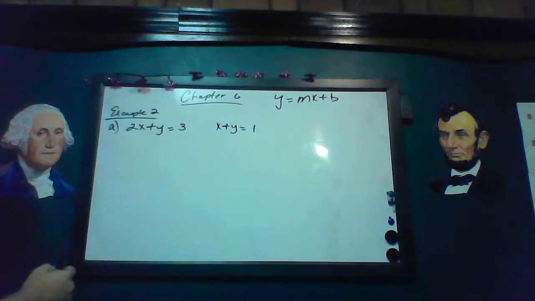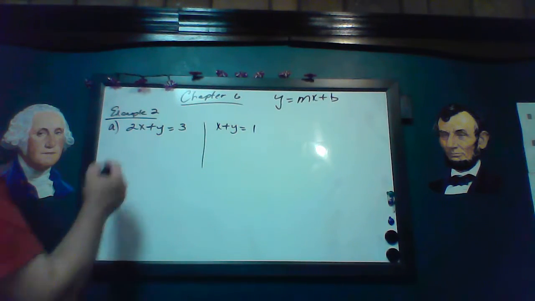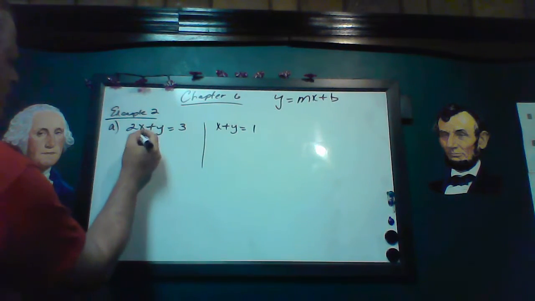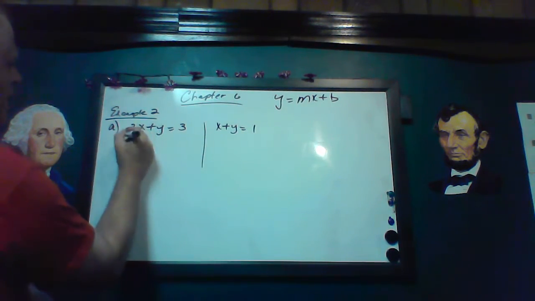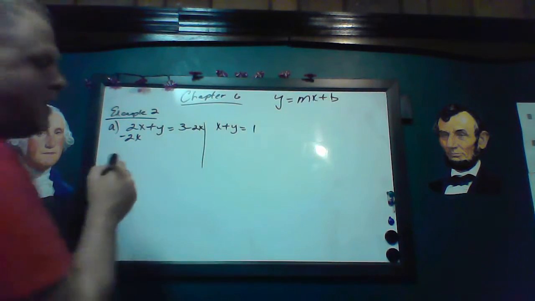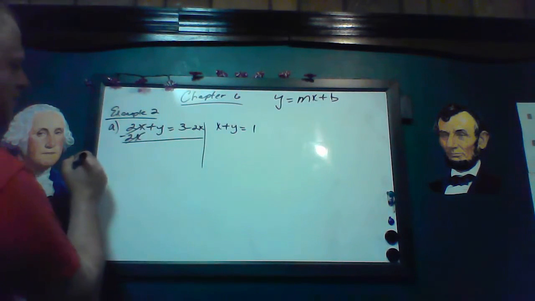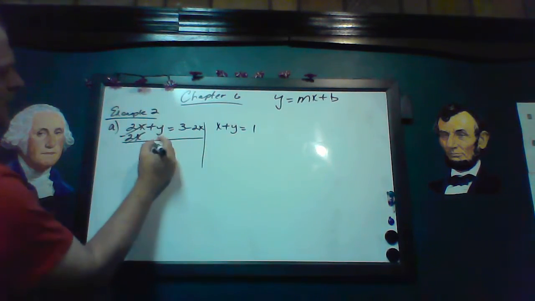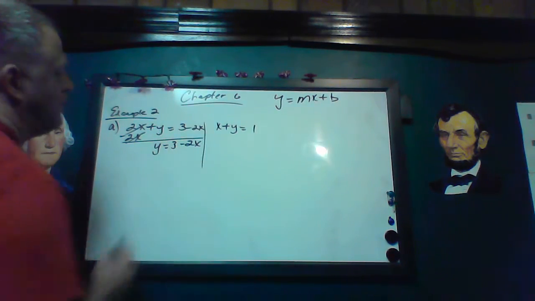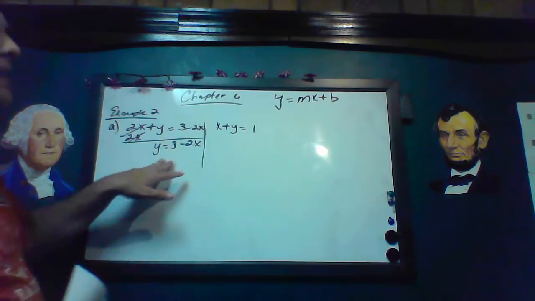All right, so let's solve. Just kind of put a line there, separate it. We want to solve for y. So we're going to do minus 2x on both sides, and then we're going to cancel out the 2x's. And then we're going to have y by itself. All right, so now we get y equals 3 minus 2x, but this is not in standard form.